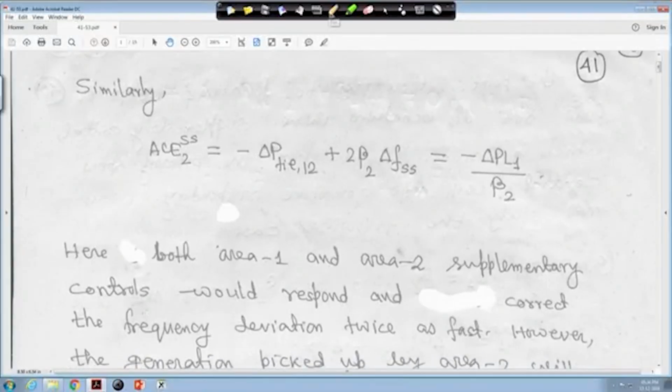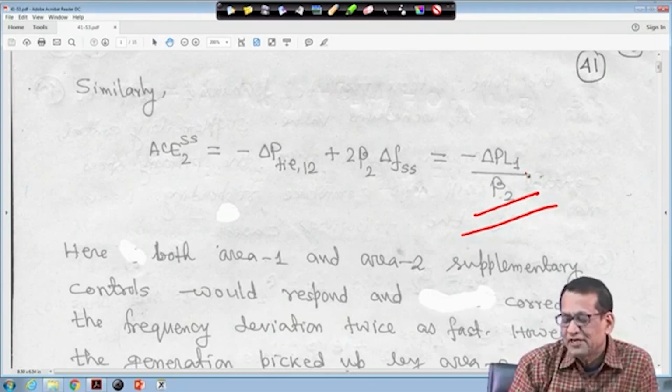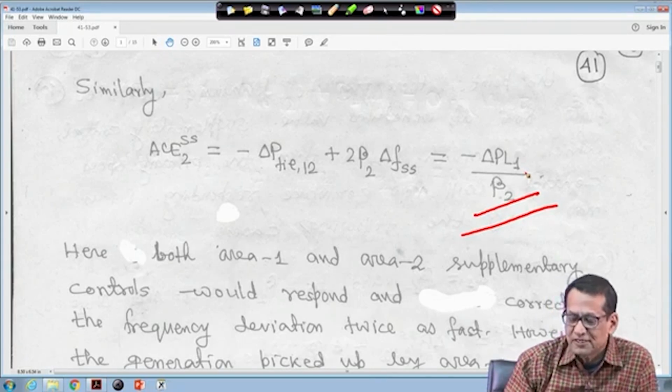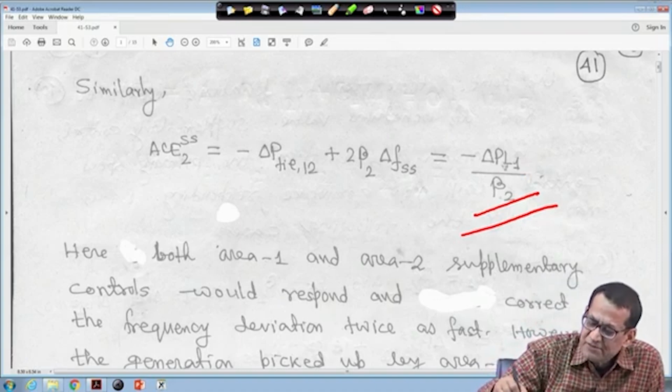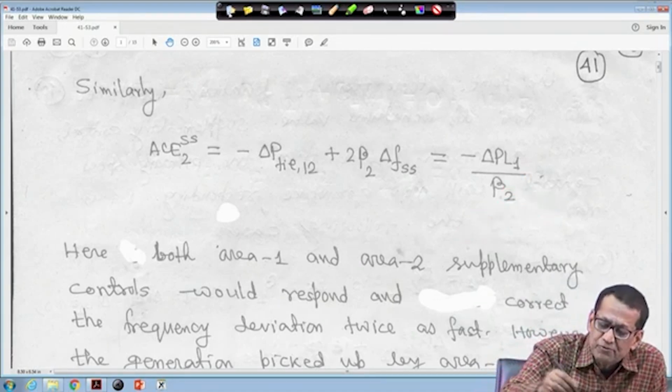So, this is actually the steady state error. That means in that case area 2 also has generators, and they have to respond, right. So, if you put it in that expression, you will get simply minus delta PL1 upon beta 2. Now, if you look into that, this is coming as minus delta PL1 upon B2, right.